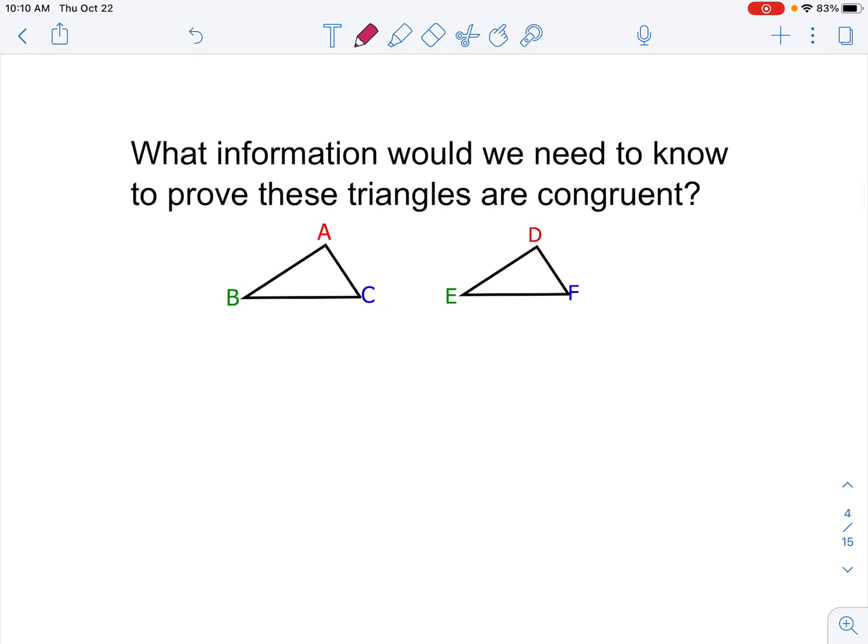So now we're going to think about this question. What information would we need to know to prove that these triangles are congruent? A lot of geometry is assumptions. Initially, for that previous problem, I told you that these triangles were congruent. But now I'm saying we don't know if these triangles are congruent. So what information would we need to prove that they are congruent? We would need to prove 6 pieces of information.